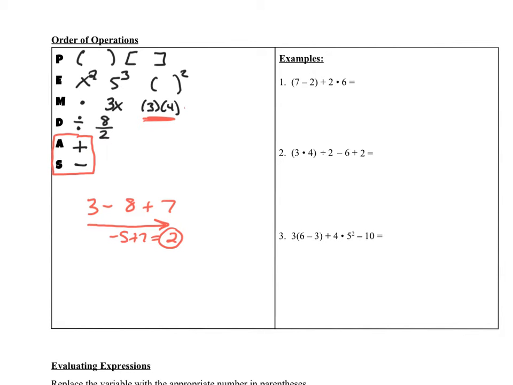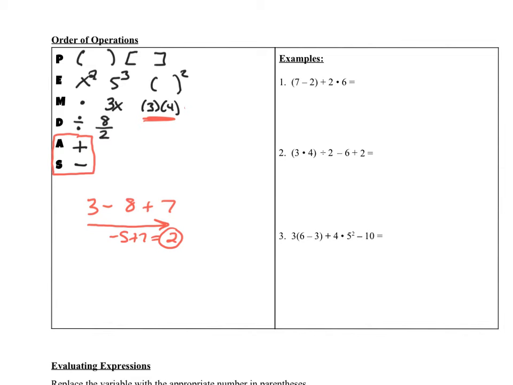Okay. You would get a different answer if you did the addition first. So we want to make sure that we're doing this left to right. Okay. If you did the addition first, it would be 8 plus 7 is 15. Then 3 minus 15 would be negative 12. And that's not the same as 2. So if all you have left is addition or subtraction, you should do those left to right.